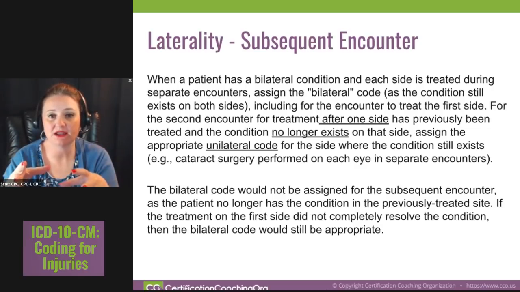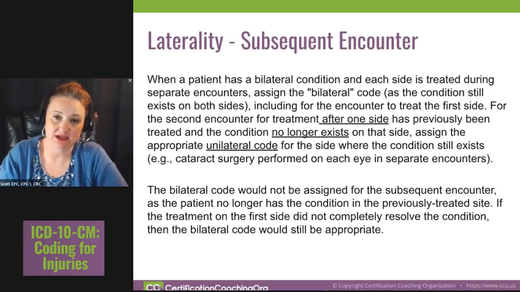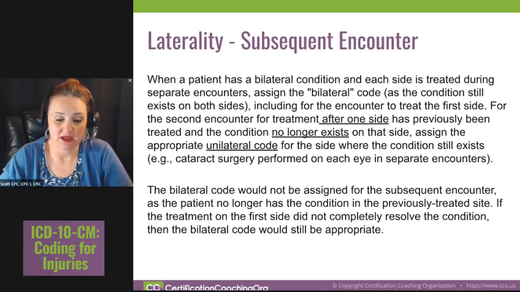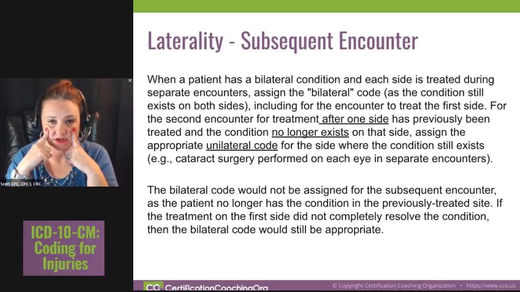But the laterality, the injury no longer applies to both sides after the subsequent visit, then we're going to change to a unilateral code. Now, they gave the example, and it's in your guidelines, of cataract surgery. So let's say you did cataract surgery to each eye in separate encounters, right?